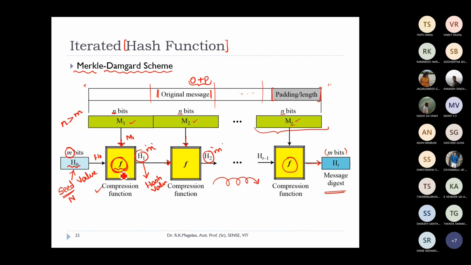So these individual mathematical algorithms are called the compression function, and this entire process is called the iterated hash function, or for ease of use, we simply call it the hash function.